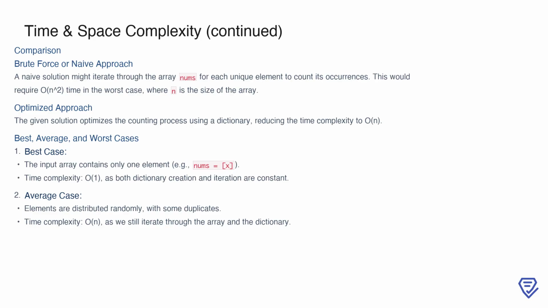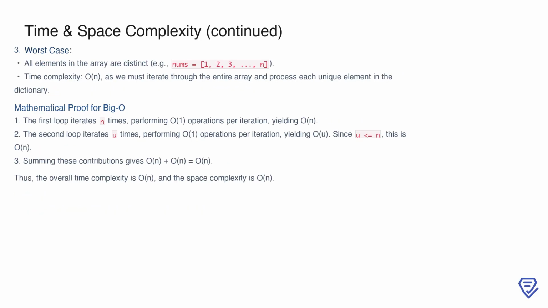Here, both dictionary creation and iteration involve constant work, so the time complexity is O(1). In the average case, the elements are distributed randomly with some duplicates. The time complexity remains O(n), because we still perform a single pass through the array and iterate over the dictionary. In the worst case, all elements in the array are distinct, such as nums equals 1, 2, 3, ..., n.